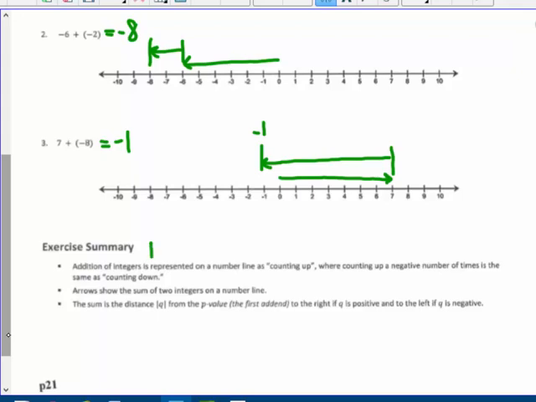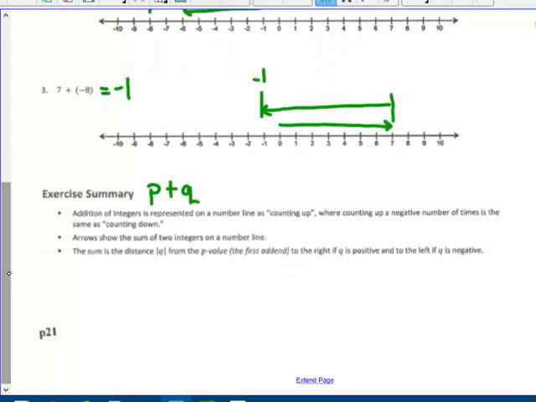So I'm going to write in P plus Q because they're talking about that. Any integers, we'll call one of them P, like 6, and Q, like -2 or positive 5, it doesn't matter. Two integers, P and Q. The addition of integers is represented on a number line as counting up, where counting up a negative is really called counting down. So counting up is for positives, counting down is for the negatives, or going left. This is right, and this is left.